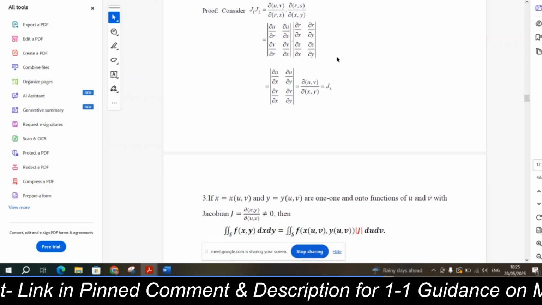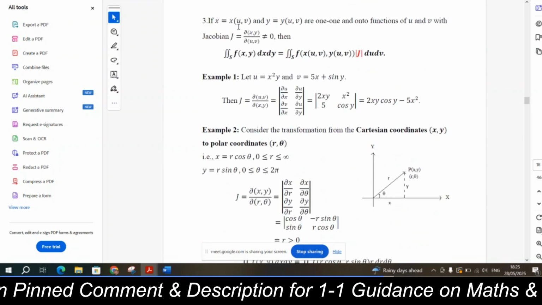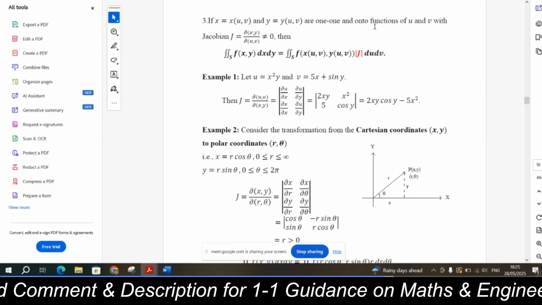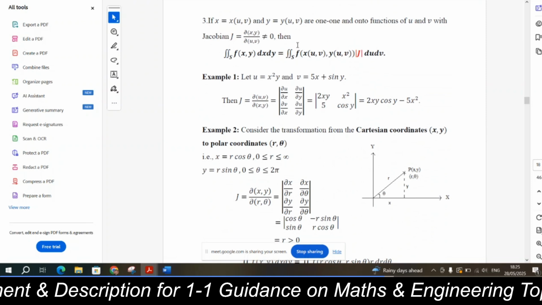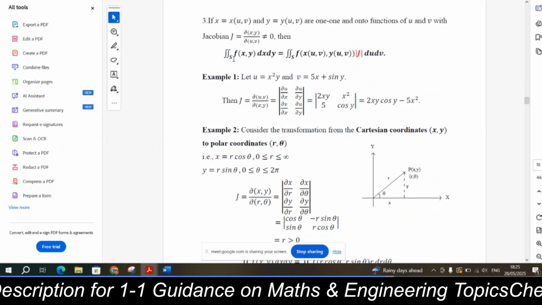U and v are functions of r and s, and r and s are functions of x and y. Then this is a partial derivative thing, kind of a chain rule.